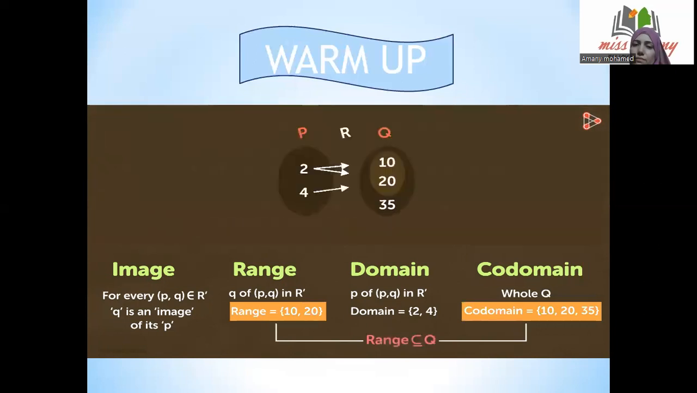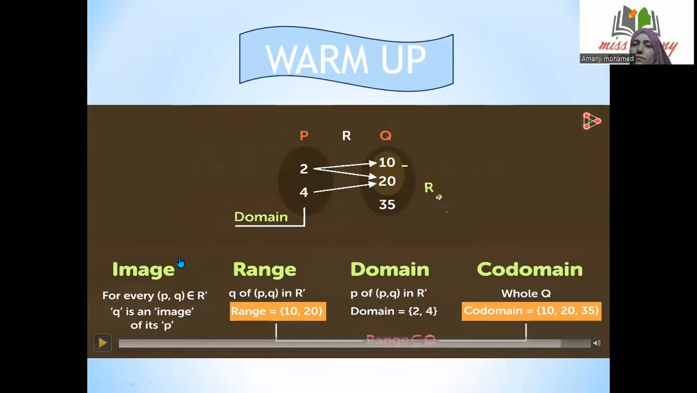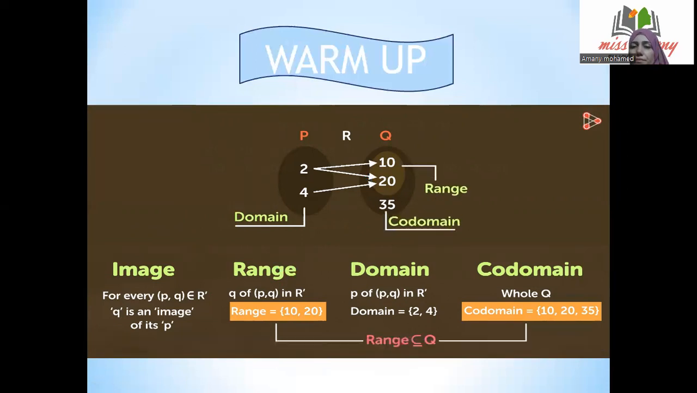Here is an arrow diagram to learn what the domain, range, and codomain are. So, this is the domain. Who told me the domain here is the first set, which is P: 2 and 4. The codomain here is the second set, its elements are 10, 20, and 35, and the range here is 10 and 20. Okay, let's continue. This is the range, and this is the codomain for a relation R.